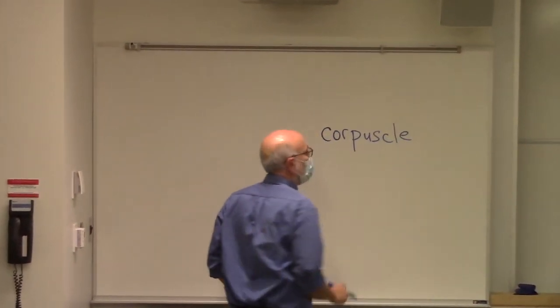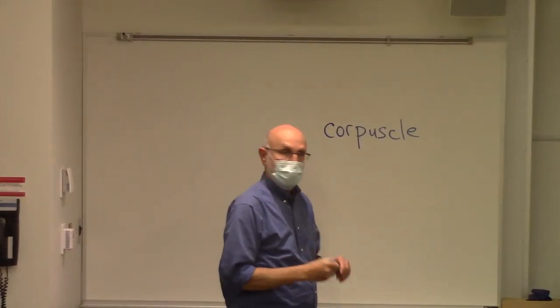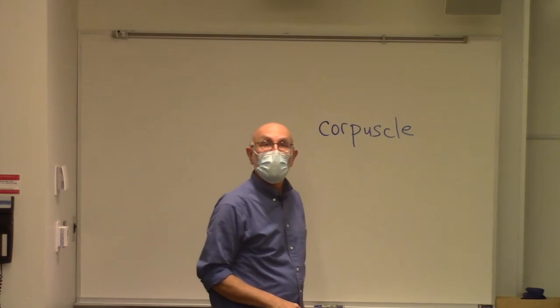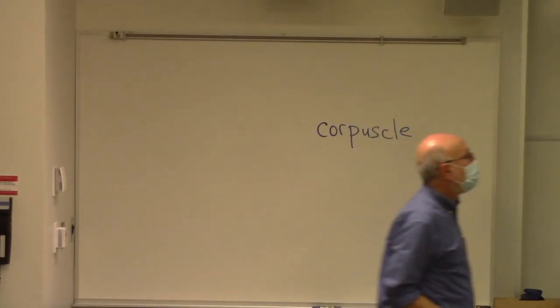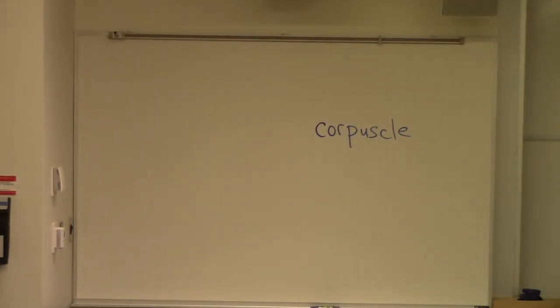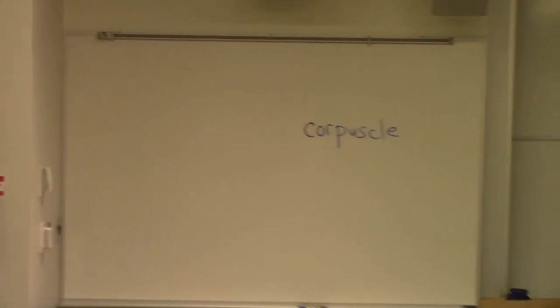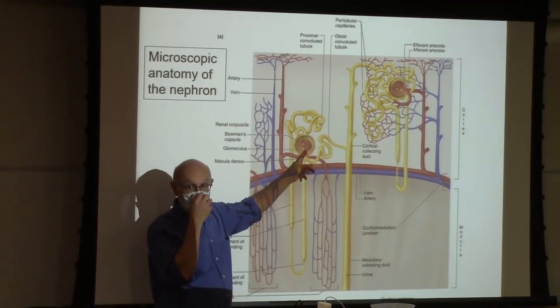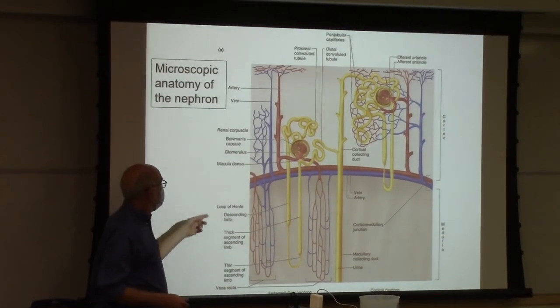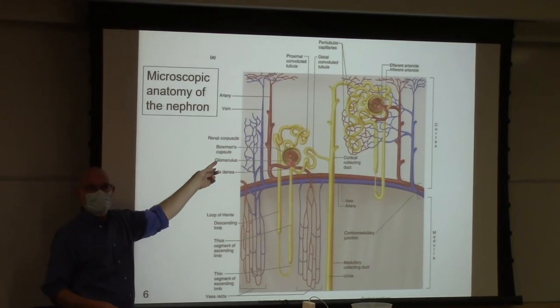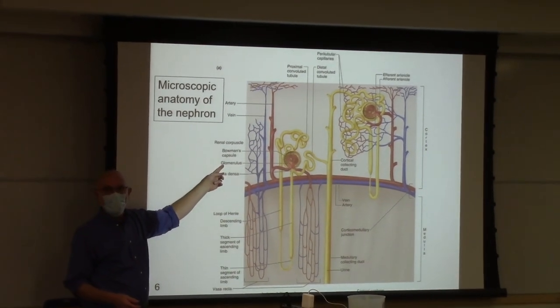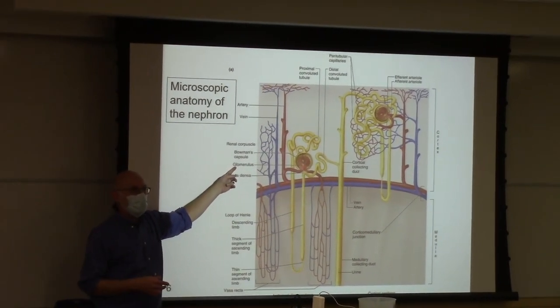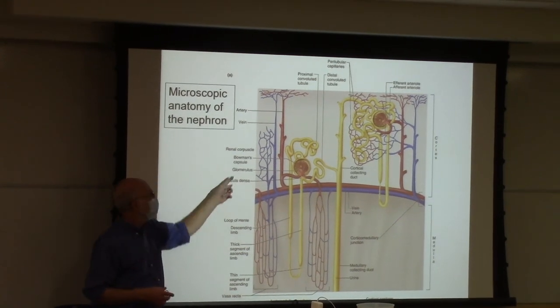Question? Is that called Bowman's corpuscle or renal corpuscle? It's the renal corpuscle formed from Bowman's capsule, Bowman's space, and glomerular capillaries. Glomerular, derived from glomerulus. You get to say some good words in this part of the course.